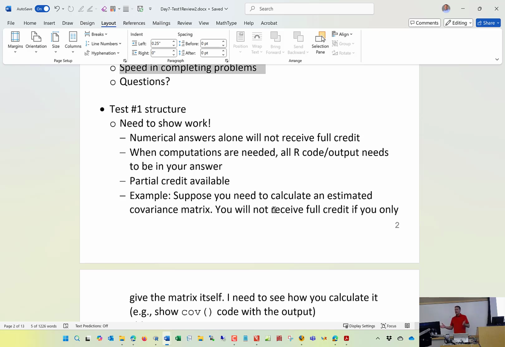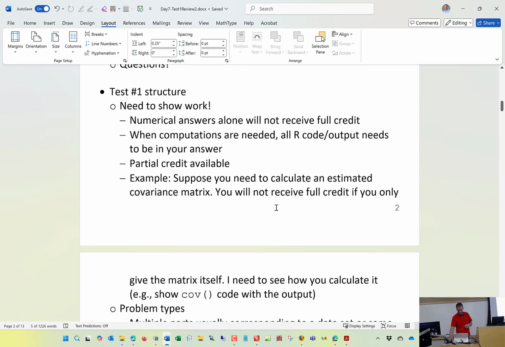If instead you just, let's say, gave an answer of 2.5 and the answer was 3.5 and you didn't show me how you got 2.5, it's hard for me to give you any partial credit because I have no idea what you did. But if I see your code and I see that you just made one little small error there, you're going to get a lot of partial credit. So that's why I do require you to show your work. Again, all R code and output that you do needs to be in there.